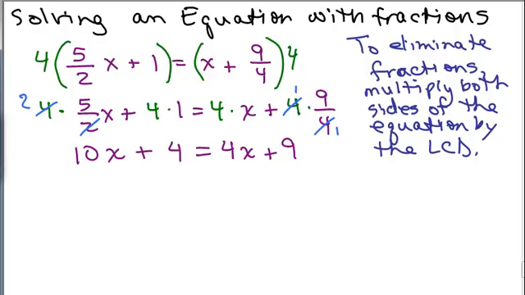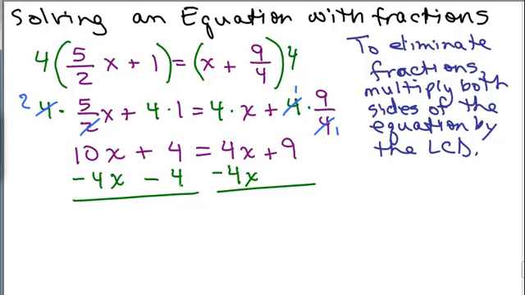Okay. So now we're going to subtract 4x from both sides because we want to get the variables on one side and constants on the other. May as well subtract 4 from both sides at the same time. So notice what I'm doing. I'm subtracting 4x minus 4, or I'm adding negative 4x minus 4 to both sides of the equation. And that gives me 6x equals 5. One more step, divide by 6.